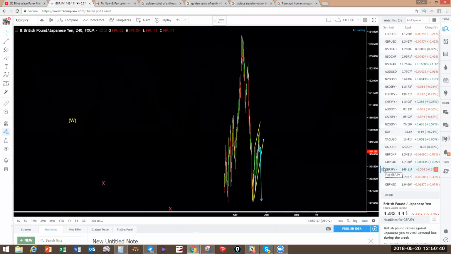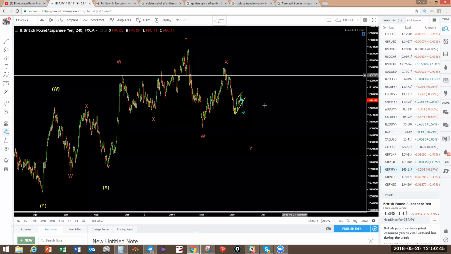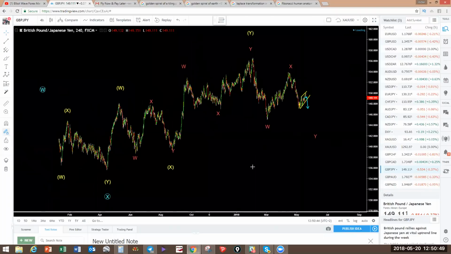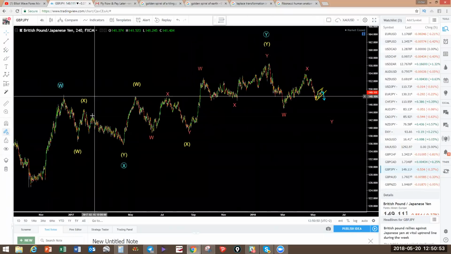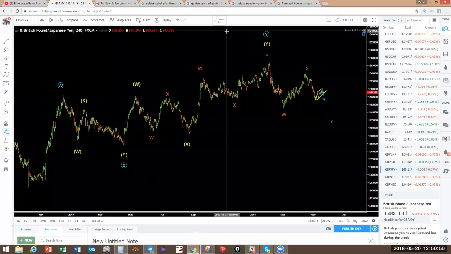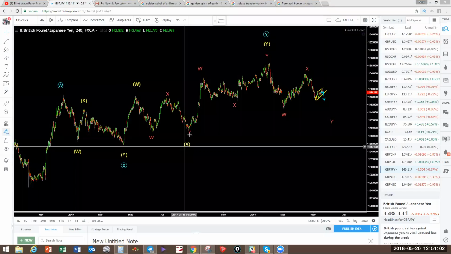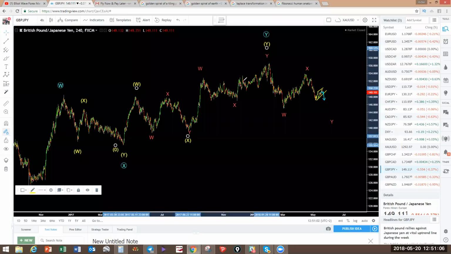Okay, so pound yen, we're looking at the overall structure like this. A W, then an X, and then a Y, and that Y looking like this here. And here you're ending the Y with a diagonal like that. So we've got this reversal 1, 2, 3 here.